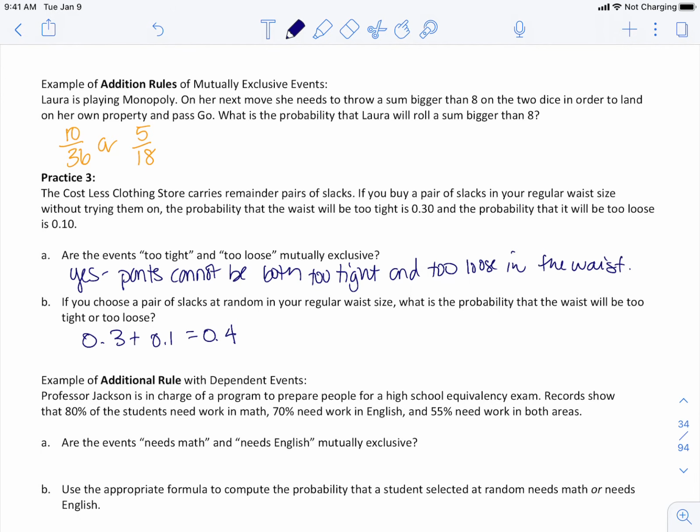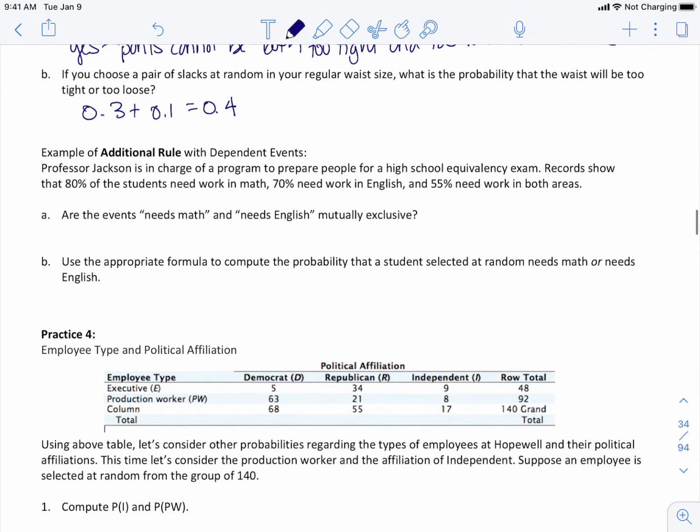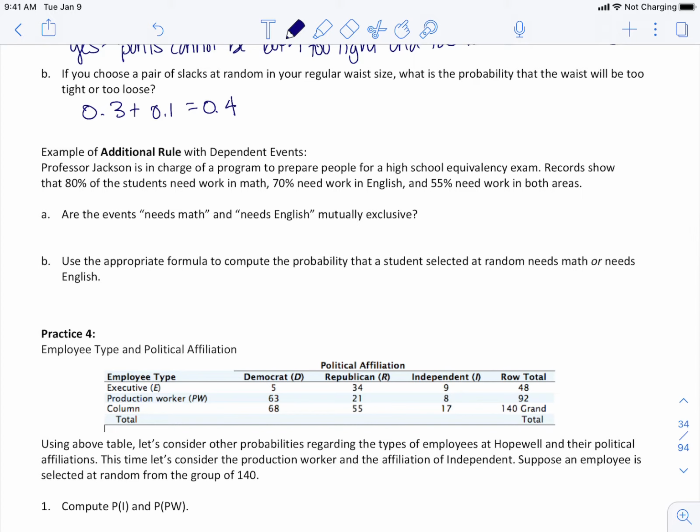All right, addition rule with dependent events. Professor Jackson's in charge of a program to prepare people for a high school equivalency exam. Records show that 80% of the students need work in math, 70% need work in English, and 55% need work in both areas. So are the events needs math and needs English mutually exclusive? This is no, because we have these students here that need help in both areas.